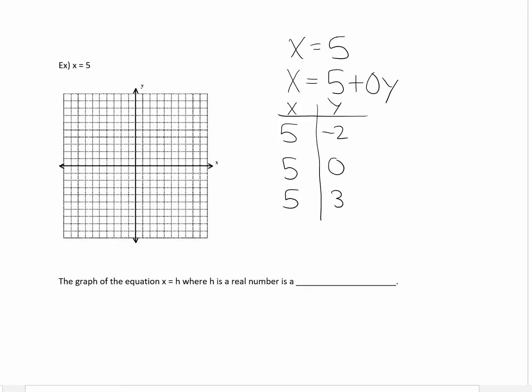Okay, so let's graph these. Axes are already labeled x and y, so I'm going to go by ones here. So to the right 5, and then down 2. To the right 5, and stay there. And then to the right 5, and up 3. Connect the dots. So notice I get a special line here, a vertical line. So the graph of the equation x equal to h, where h is a real number, is a vertical line.